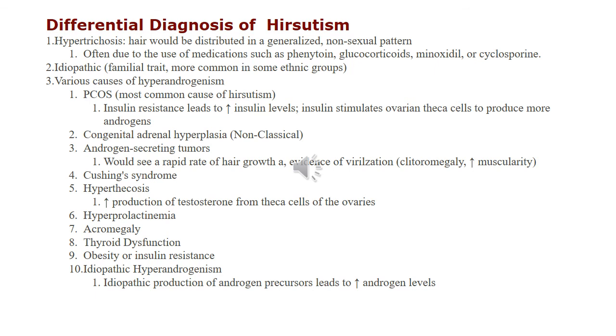Cushing syndrome, hyperthecosis, increased production of testosterone from theca cells of the ovaries, hyperprolactinemia, acromegaly, thyroid dysfunction, obesity or insulin resistance, and idiopathic hyperandrogenism. Sometimes idiopathic production of androgen precursor leads to increased androgen level.